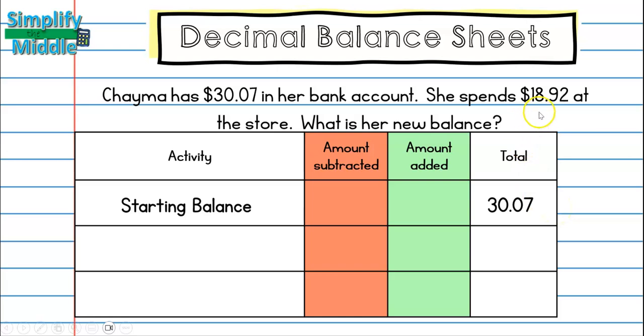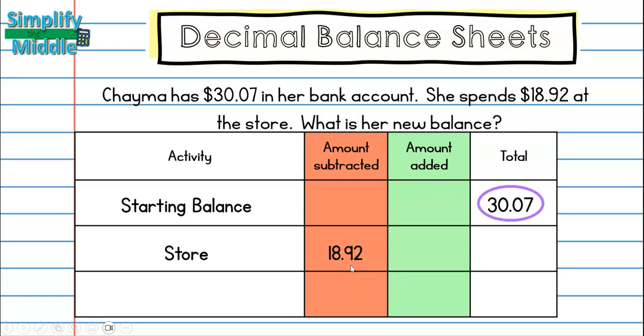Next, when we're using our balance sheets, we're going to add each of our activities with the amount of money listed in the same line as my total. So let's see what that looks like. Here we have the activity of going to the store. And because it said she spends, spend is a subtraction word, so I am going to be putting the 18.92 into the amount subtracted column.